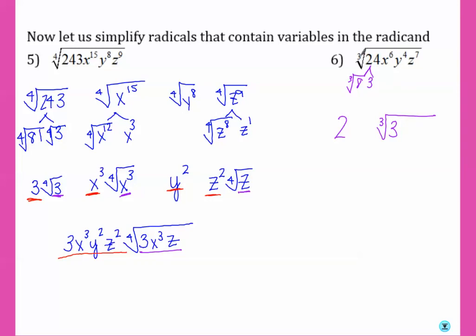How many times does 3 go into 6? Goes in twice. Y to the 4th would be y cubed and y. 3 divided by 3 would be 1, and we have 1 left over underneath. And then z to the 7th would be z to the 6th and z. 3 goes into 6 twice, and then 1 z left over.